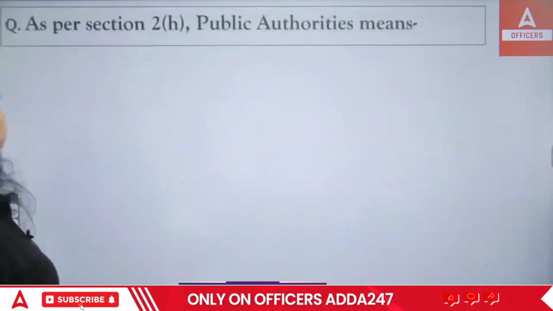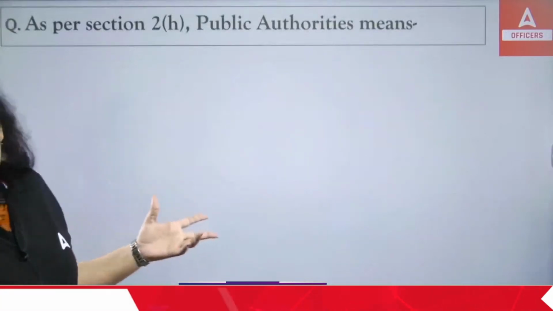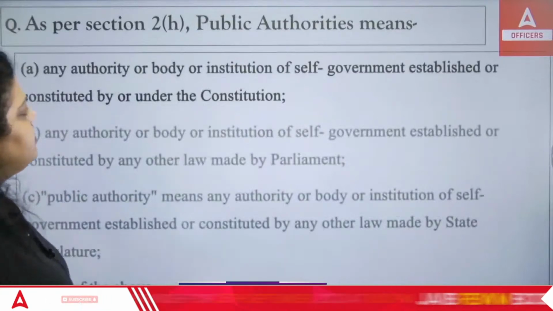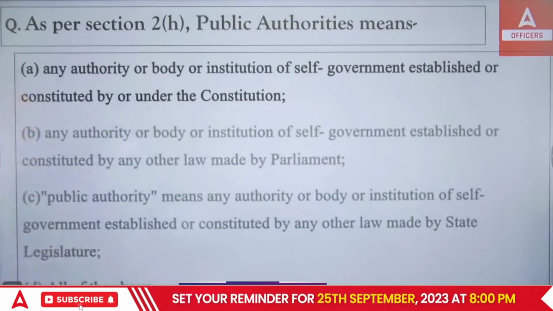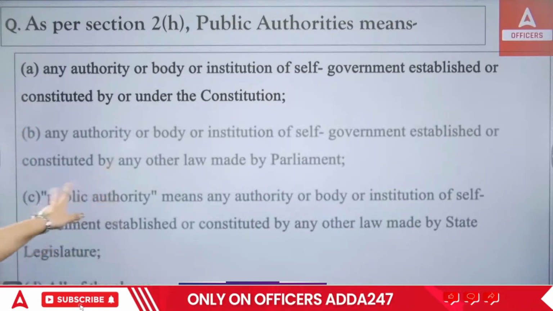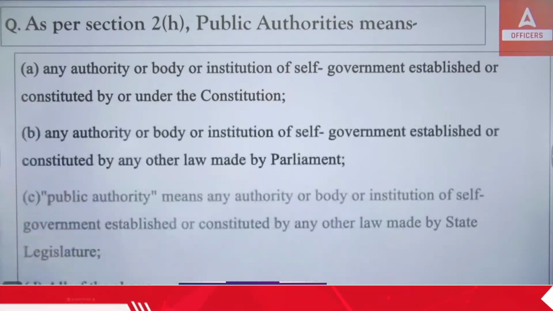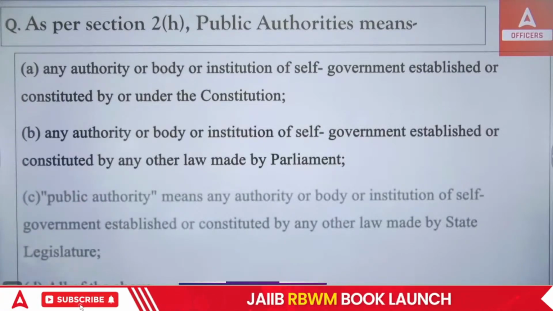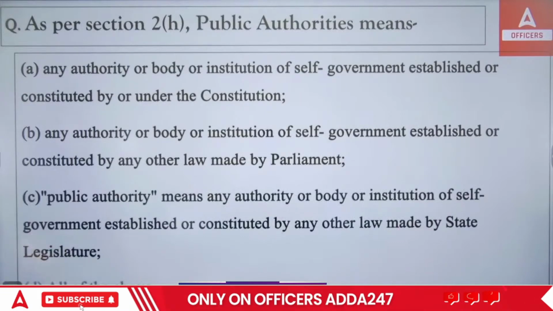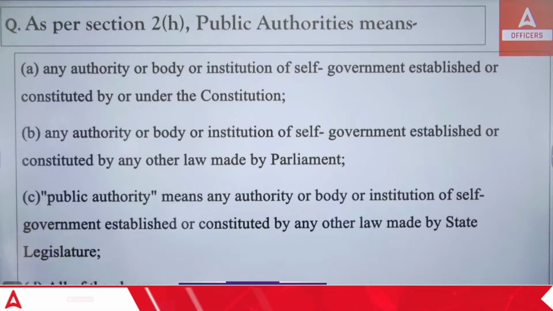Next question is talking about, as per section 2H, public authority means. What does public authority mean? First is saying any authority or body or institution of self-government established or constituted by or under the Constitution. Second, any authority or body or institution of self-government established or constituted by any other law made by Parliament. Third, any authority or body or institution of self-government established or constituted by any other law made by the state legislature. And the fourth one is all of the above.